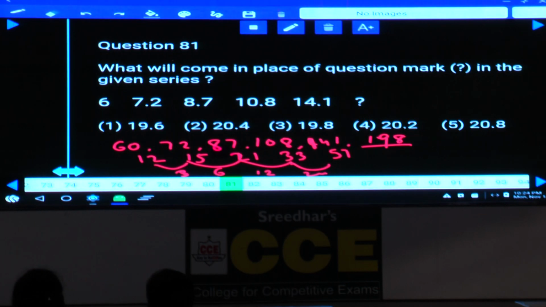198. As we multiplied the numbers with 10, now we need to divide this one by 10. Hence, what is your answer here? 19.8, choice 3. 19.8, choice 3 is the answer.